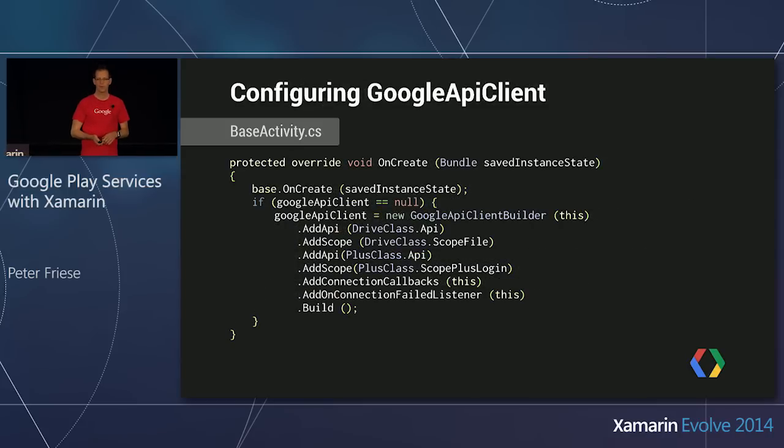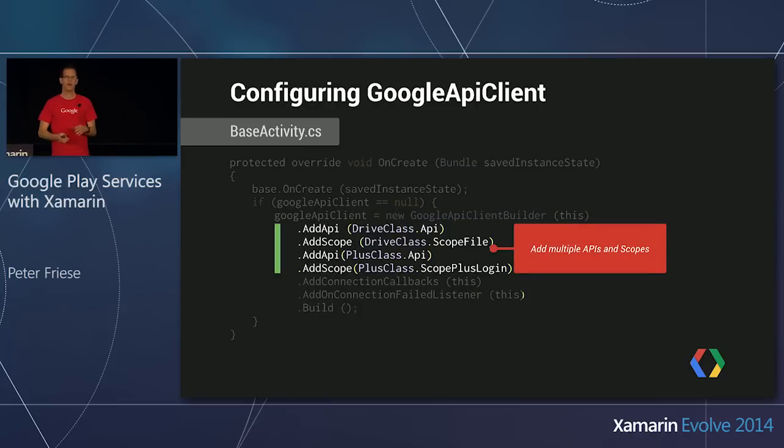Next thing you need to do is to configure the Google API client. This is usually done in the onCreate method of your activity. You can add any number of APIs that you want. So in this example, we've got the Google Drive API and the Google Plus API. Also, you need to choose the appropriate scopes that you want to use. For example, for Google Drive, if you want to access the user's drive, you need to choose if you want to access the whole drive or just the folders and files that the user created with your application. This is what scopes are for. So when configuring the Google API client, you add APIs and you add the scopes.